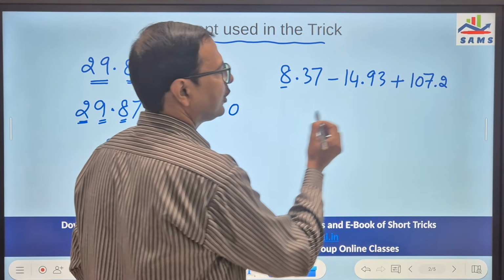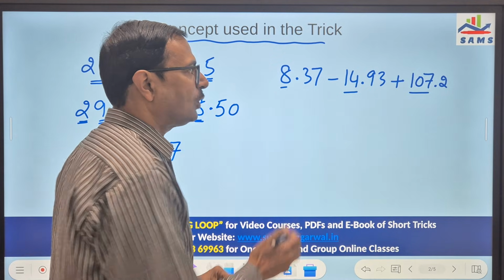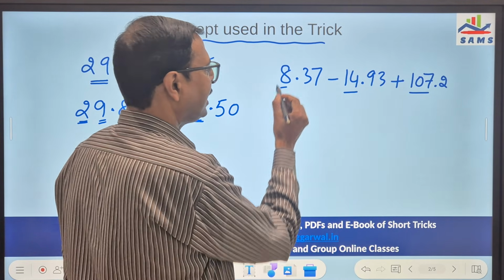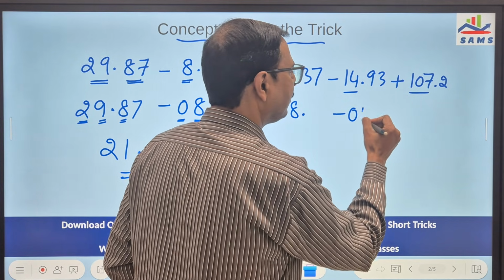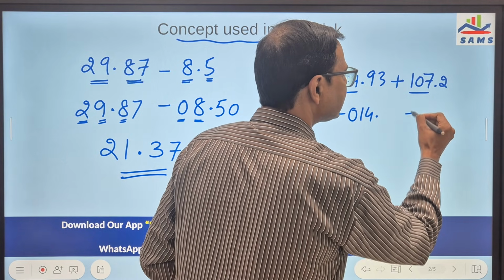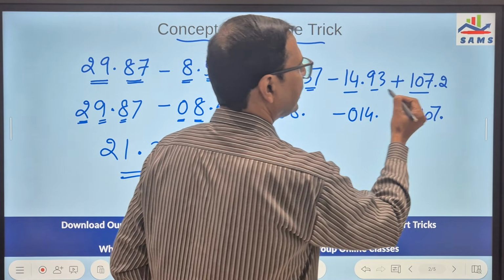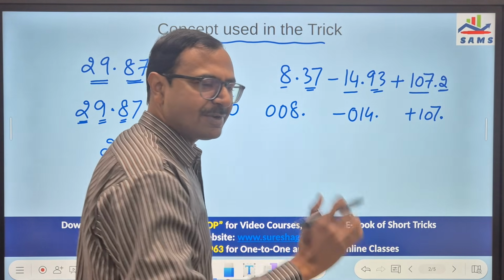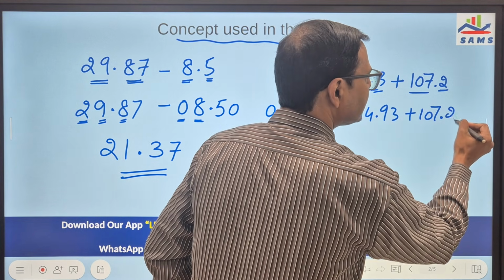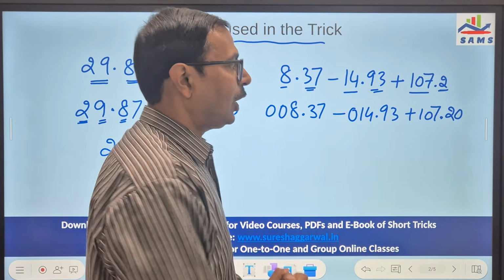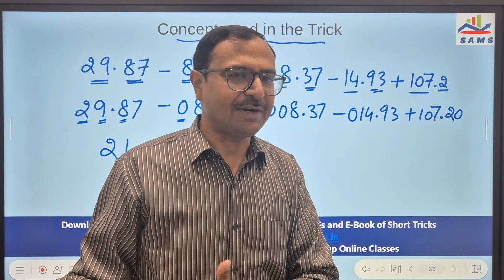Here we have one digit before decimal, two digits and three digits. So the highest number of digits is 3, right? So we will make 3 digits in every number. So 8 means 008, then decimal something. 14 means 014, then decimal something, and then plus 107 remains the same. Now after decimal we have 2 digits here, 2 here and 1 here. So 2 is the maximum number of digits. So 37 remains as such, 93 remains as such. The 2 becomes 20, doesn't matter, right? Now I have not changed any number. I just balanced the number of digits before decimal and after decimal.